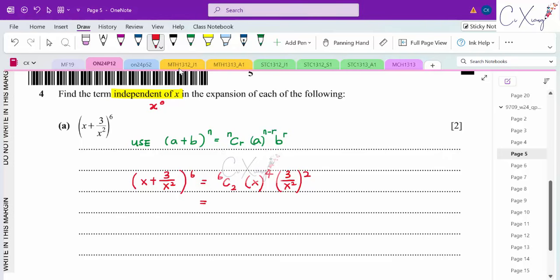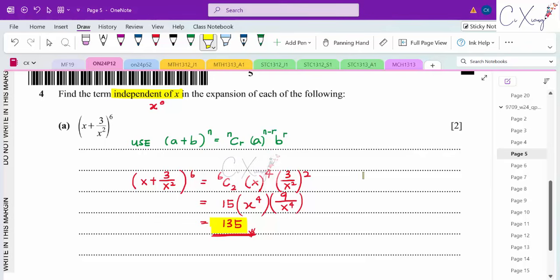Okay, so after you decide the power already, just use the calculator to help you get the answer. So I'm having 15 for 6C2, and then x power 4, then 3 squared is 9, divided by x power 4. So you multiply all these terms together, and you won't have any term with x because it is x power 0. By right, you should be having 135. Okay, so this is how we get the answer for 4A.